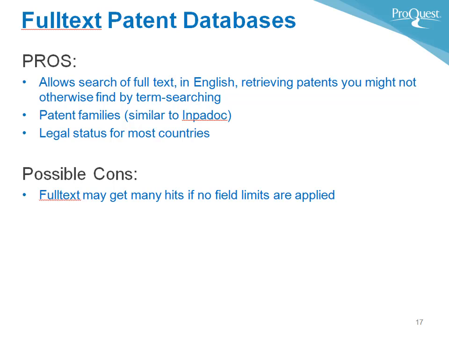These databases do very often have the legal status information, and they have patent family information. So you can search all kinds of different ways and get all kinds of different information from these databases. Here is a list of the countries.